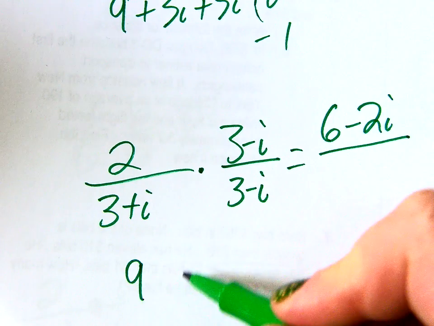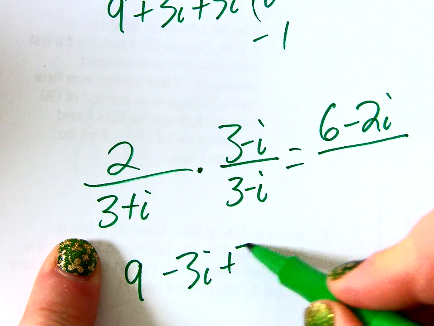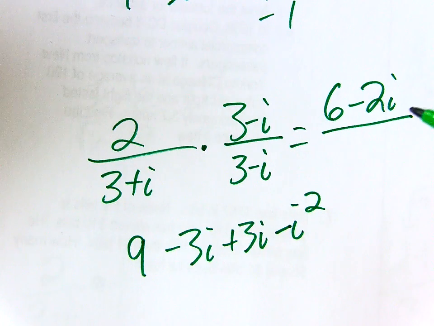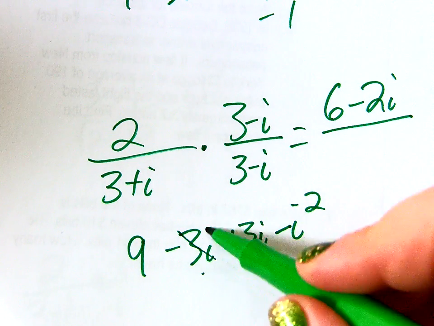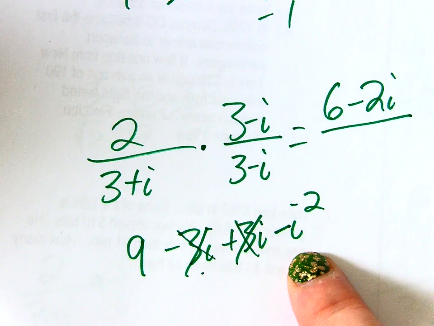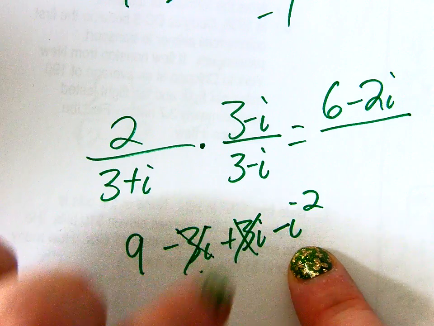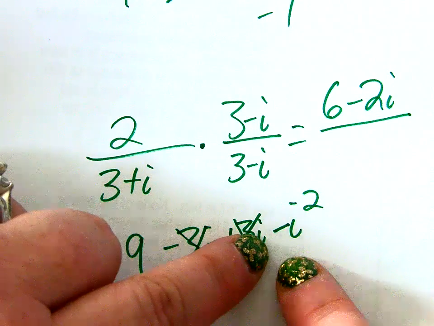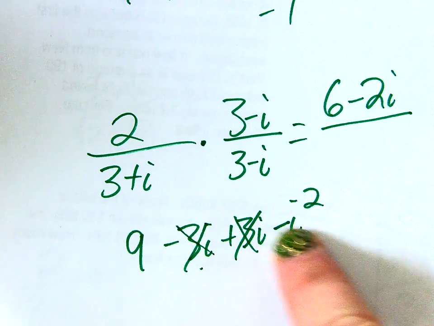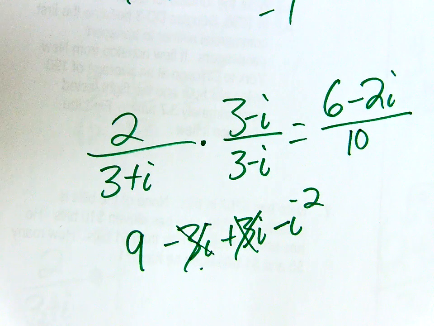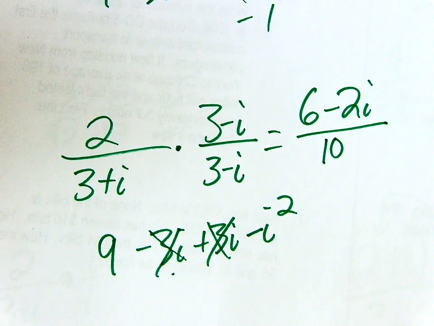On the bottom, FOIL. First, outside, inside, and then last is going to be a minus i squared. But see how nice this is? The minus 3i and the plus 3i cancel each other out. Be careful with this though. What is this whole chunk now? Positive 1, because i squared is negative 1 and I'm minusing it, so negative negative 1. This whole thing is now a positive 1, so that means my denominator is now 10. See how that worked? So I am better off now. I don't have any i's in the denominator.